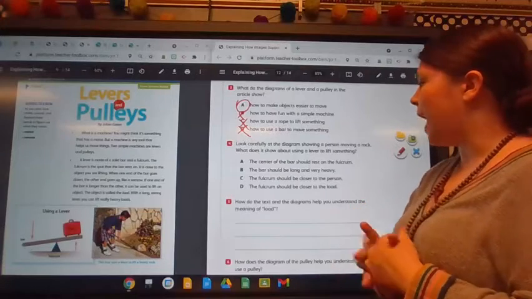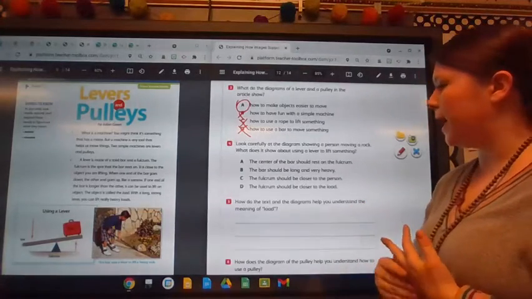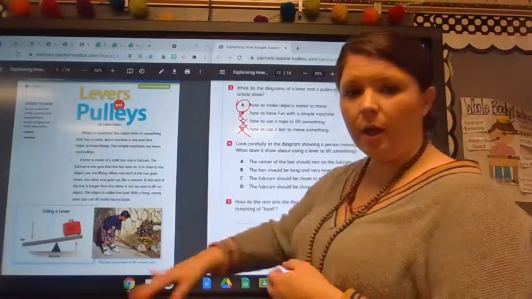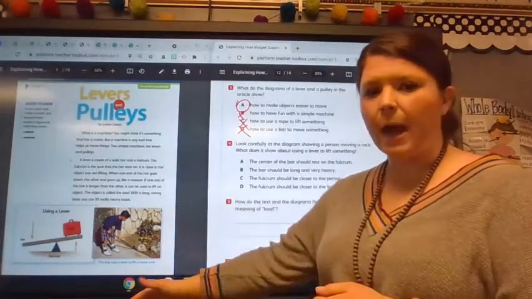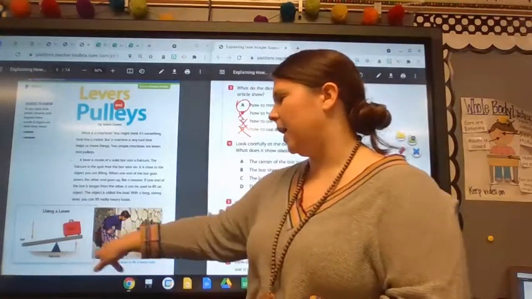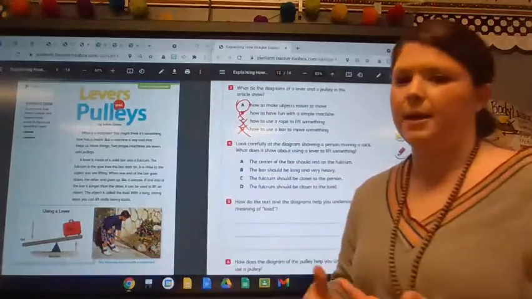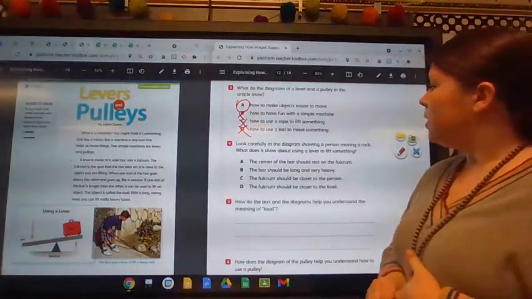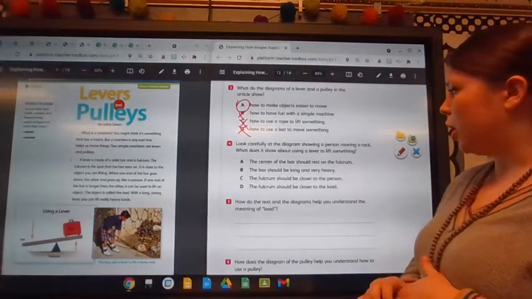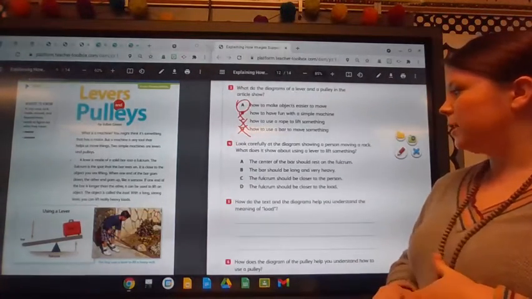All right, now let's go on to number 4. Look carefully at the diagram showing a person moving a rock, okay? So here we have the illustration of the person moving a rock. They're calling it a diagram, but it's not explaining it like this one did, so I would call this a photograph. What does it show about using a lever to lift something?